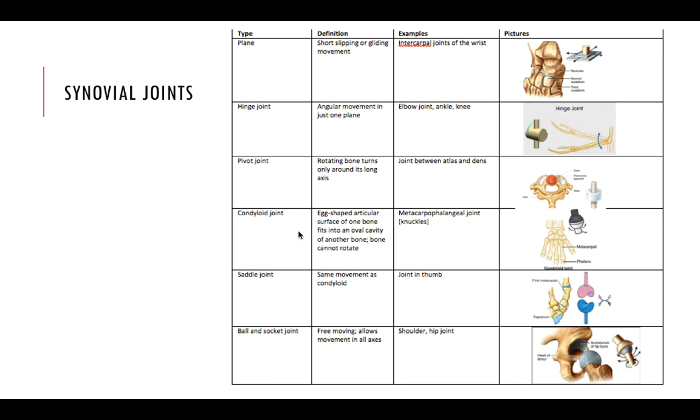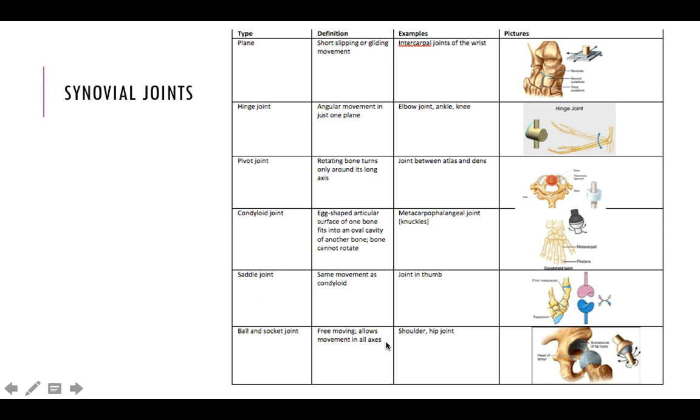Okay, so they're going to be a condyloid joint. It's kind of like an egg shape that fits into some kind of cavity. I think of whenever you balance an egg on a spoon. It can't rotate, but it's going to have that little more movement, as you see here in this picture.